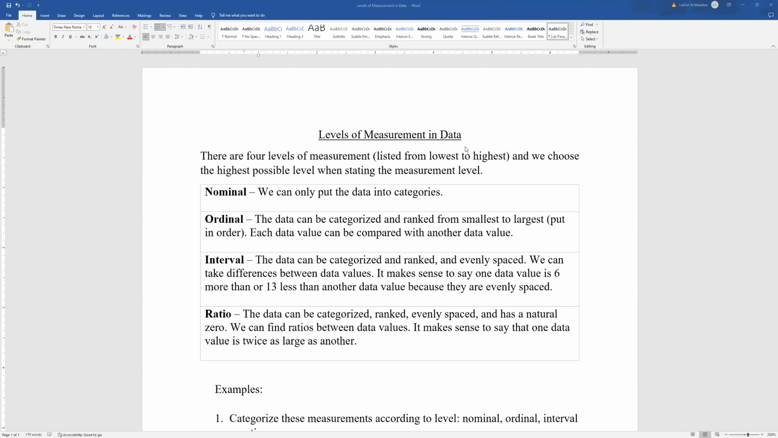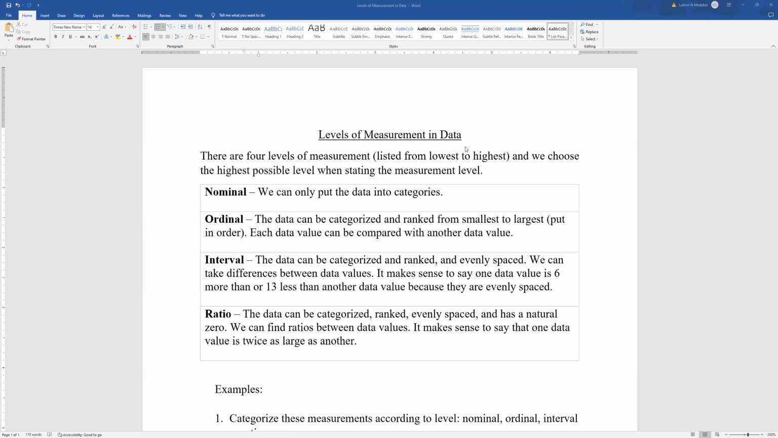The 4 levels are nominal, where we can only put the data into categories. There's no significance between the categories. Ordinal, the data can be categorized and then ranked from smallest to largest or put into an order. Those data values can then be compared with another data value, but there's not necessarily a significance mathematically when we talk about the difference between.